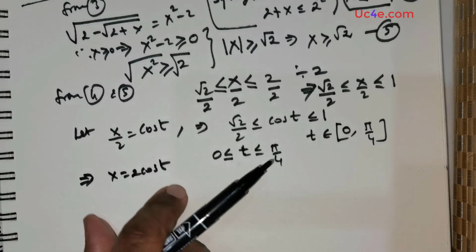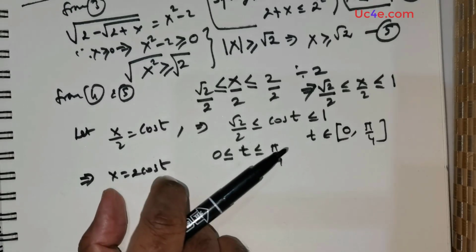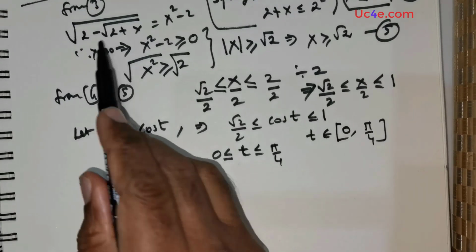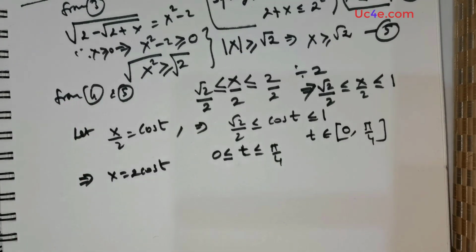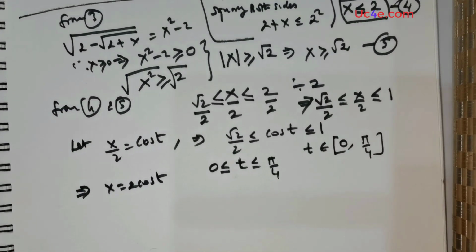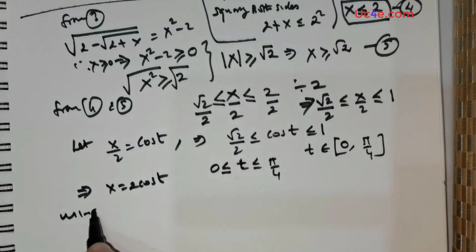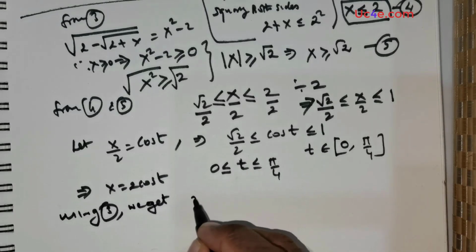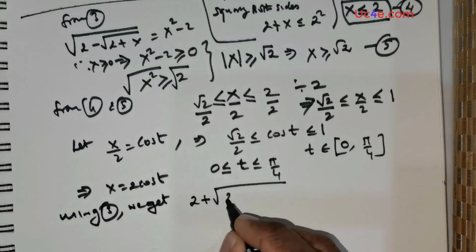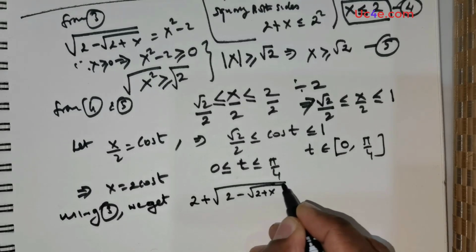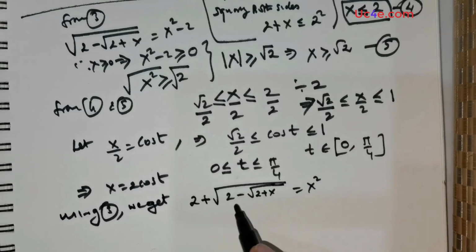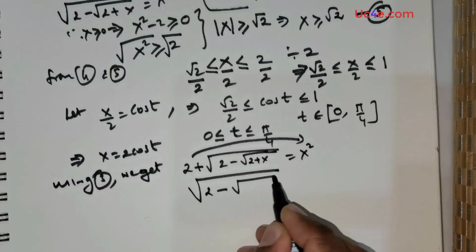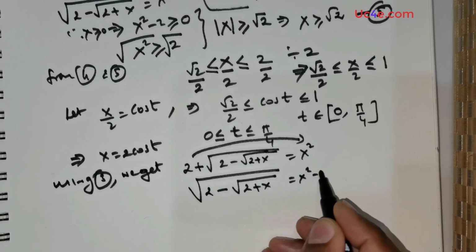So I've got this. Now what am I going to do? I'm going to utilize this in the following system. So let me write that system down. I will be using this, which is 3, and I will be making a few adjustments. So using 3, we actually have got this: 2 positive root of 2 negative root of 2 positive x is equal to x squared. So we have pushed the 2 to the other side. So we have got root of 2 negative root of 2 positive x is equal to x squared negative 2.